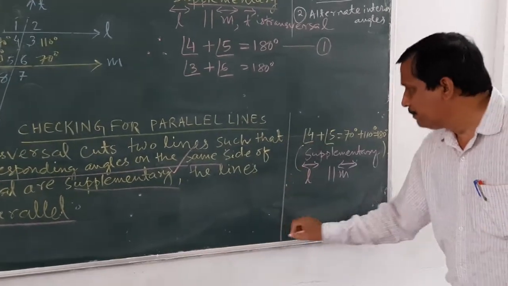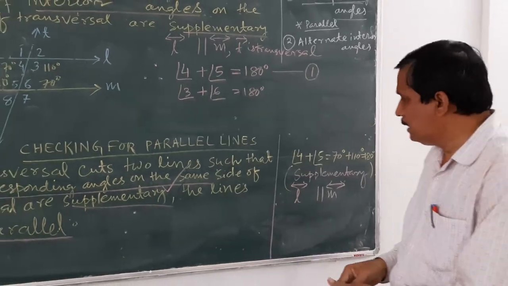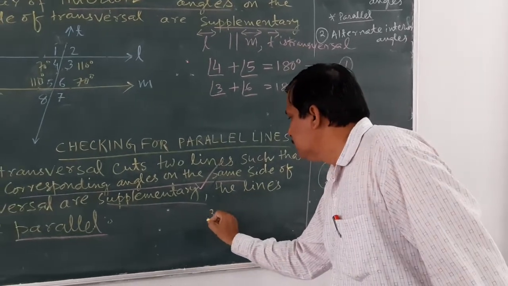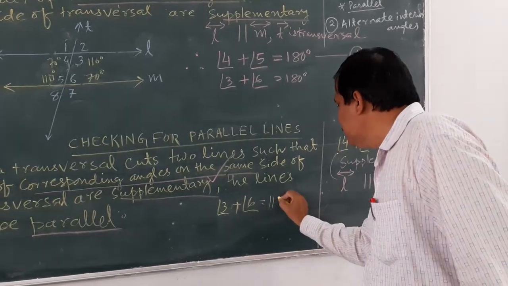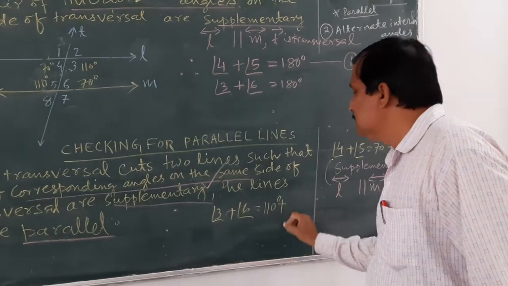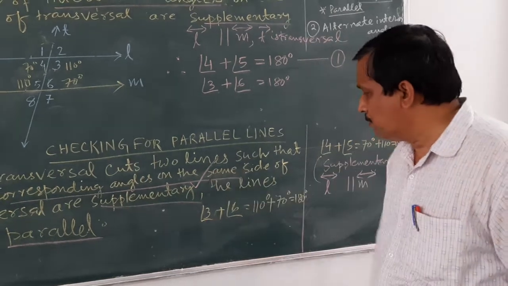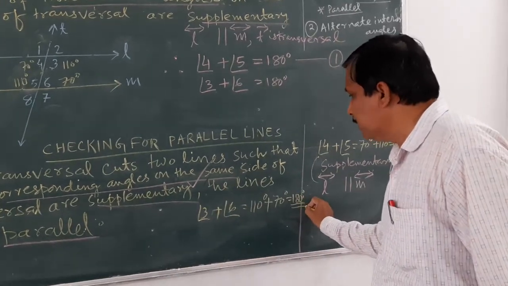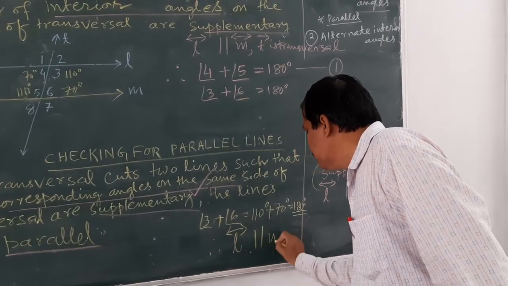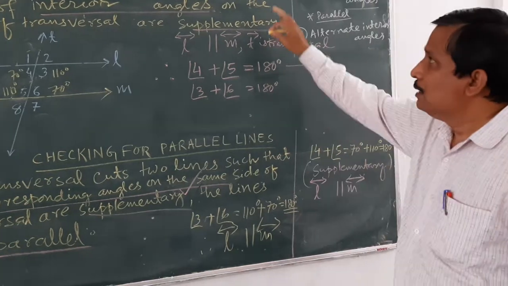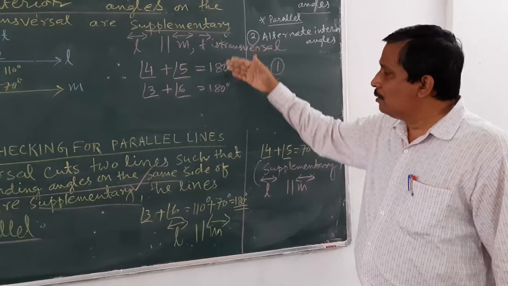This is the first proof. Similarly, if you take the other pair, suppose angle 3 plus angle 6. Then angle 3 is 110 degrees and angle 6 is 70 degrees. So what do you get? 180. So according to our theorem, if the two angles are supplementary, then you can write L is parallel to M. So these are your different criteria for parallel lines, as well as how they are supplementary.